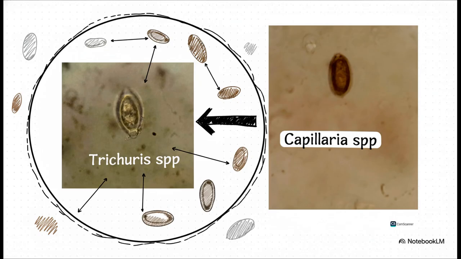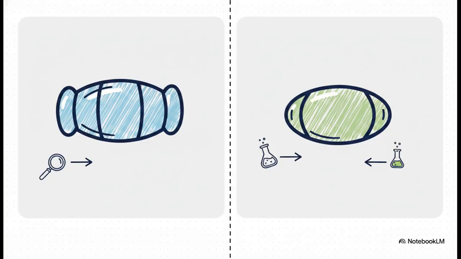I mean, both have plugs, both are brownish, but you've got to look incredibly closely at the shape of those plugs and the overall contour of the shell. And this right here highlights the exact contrast you really need to commit to memory. Your definitive diagnosis hinges completely on those plugs and your micrometer reading.